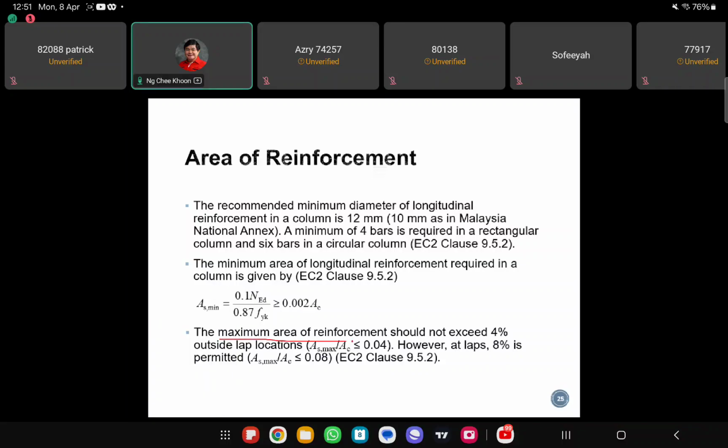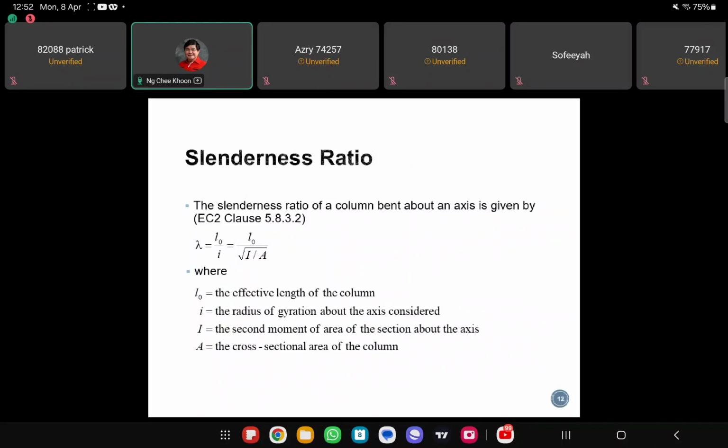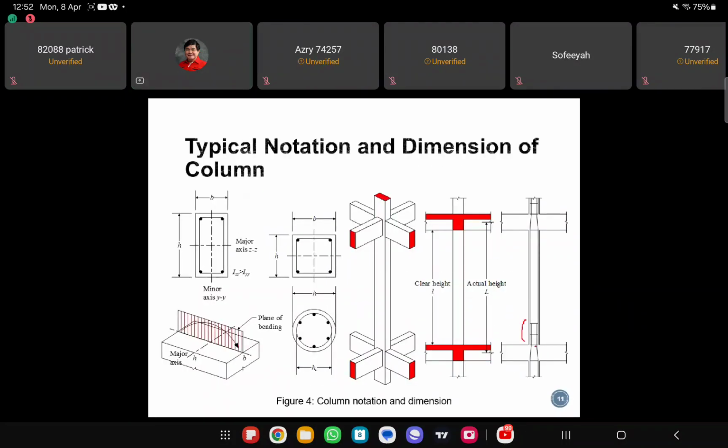And then the maximum area is 4%, right? Meaning that your As,max over the cross-sectional area of the concrete cannot be more than 0.04, which is 4%, yeah? But at laps, 8% is permitted. So at lapping over here, in this zone, you have the lower column reinforcement lapping with the upper column reinforcement. So at this lapping area we allow up to 8%.